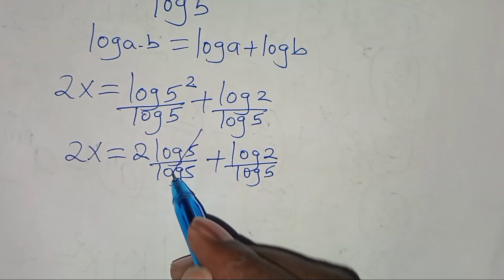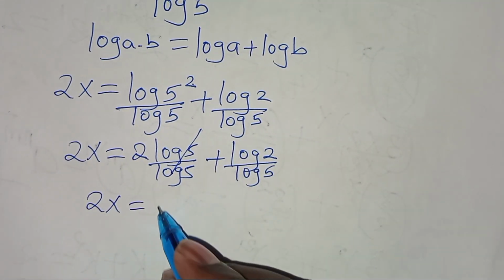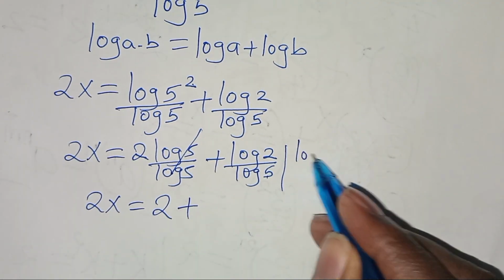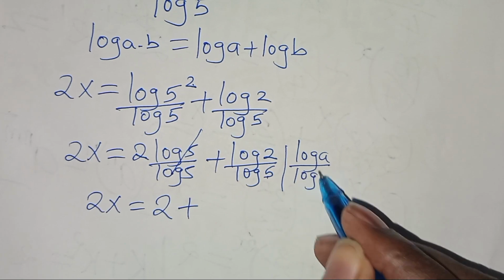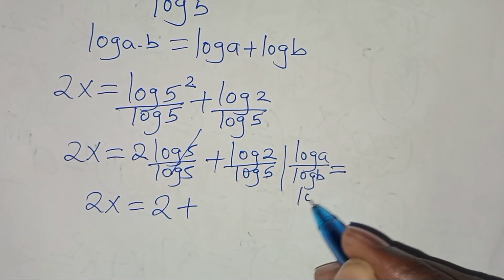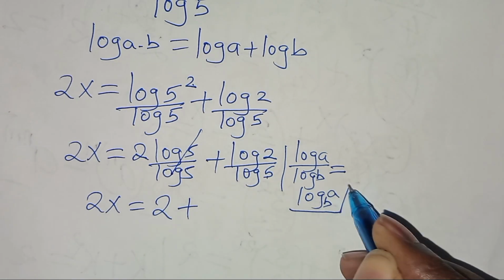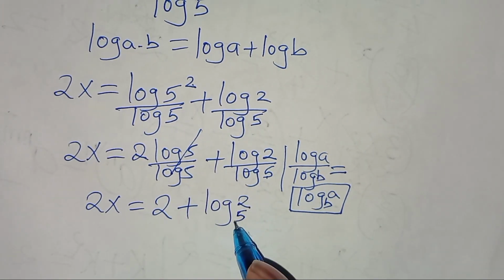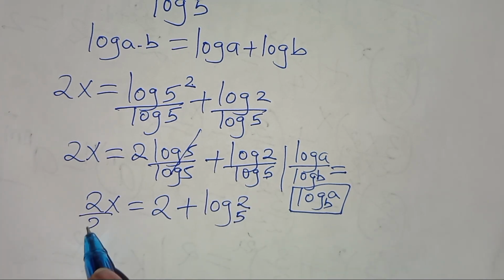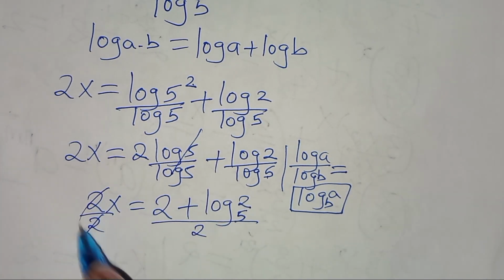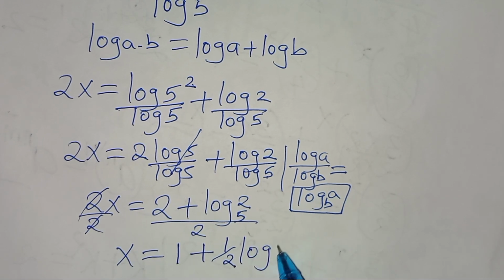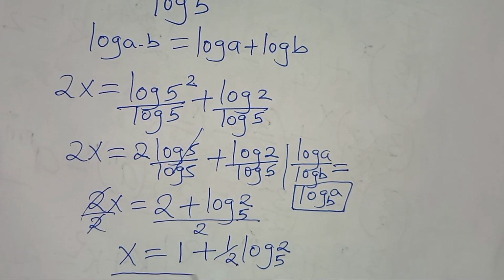So let's simplify here. We'll have 2x equal to 2 plus log 2 divided by log 5. This is actually in the form of log a divided by log b, which we can express as log a to base b. So applying this property, we'll have log 2 to base 5. So let's divide both sides by 2, so that here we'll have x equal to 1 plus a half log 2 to base 5. Now this is the value of x.